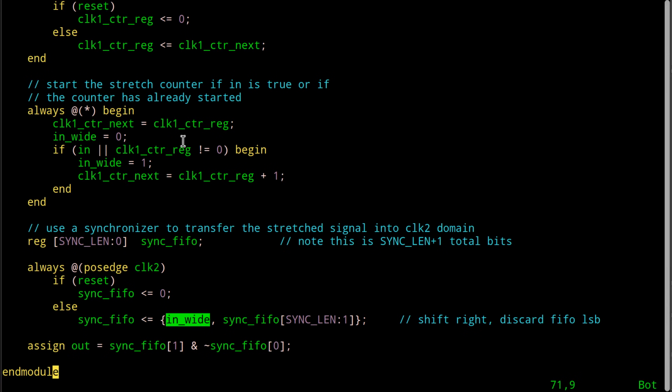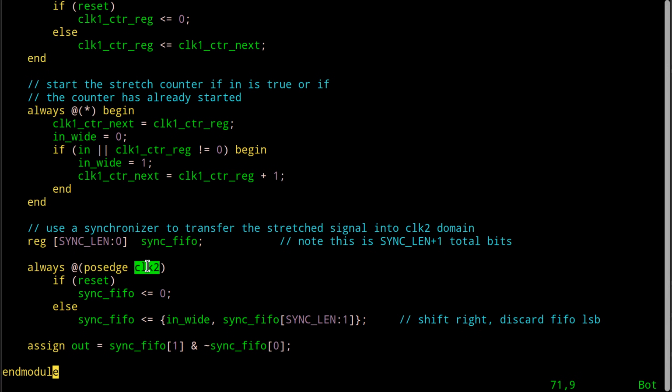If the in wire from the input up here ever goes true, this will start shifting in bits. By the time clock 2 ticks twice, it will shift in 2 of these into this 3-bit shift register, and we'll have a 110 in there. At that point in time, this expression will be true for one single clock period of clock 2, and out will go true for one period of this clock 2.